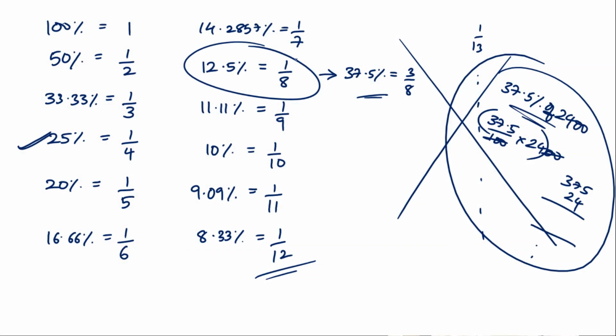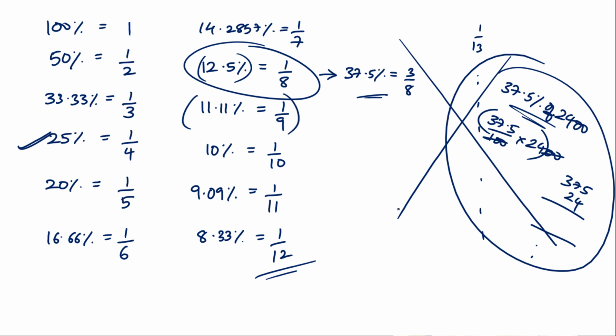Now, if you go further, right, multiply by 4. What is 4 by 8? 1 by 2. And 1 by 2 should be 50%. Yes, 12.5 into 4 is 50%. Multiply by 5. 62.5% is 5 by 8. Multiply by 7. 87.5% is 7 by 8.